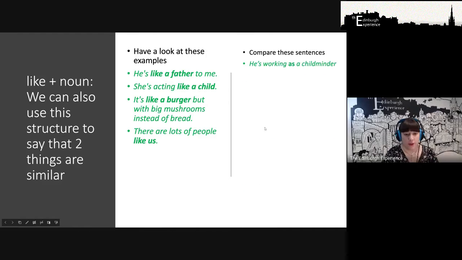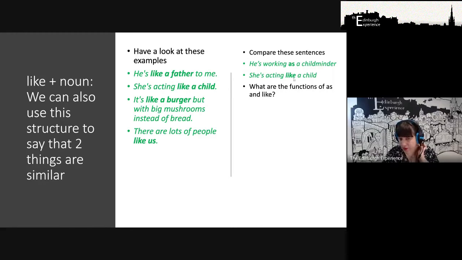Let me give you a couple of more examples. So let's look at this sentence, okay? He's working as a childminder. A childminder, guys, if you don't know that word, similar to a babysitter, okay? But for like more periods of time. And she's acting like a child that we saw over here.